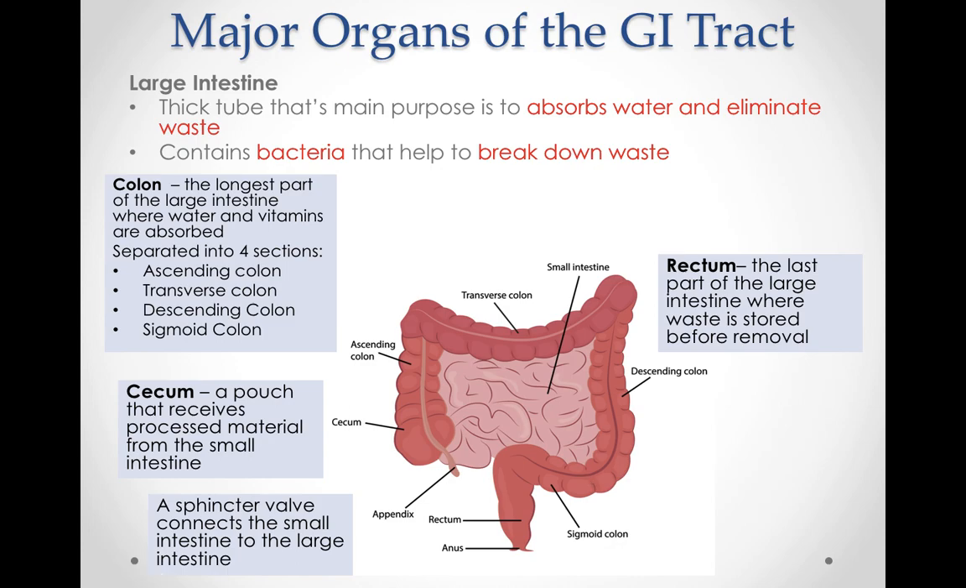At the end of the colon, we have our rectum, which is the last part of the large intestine, and this is where waste is stored before it's removed. And then last but not least, we have the anus, which is the opening through which waste is eliminated from the body.